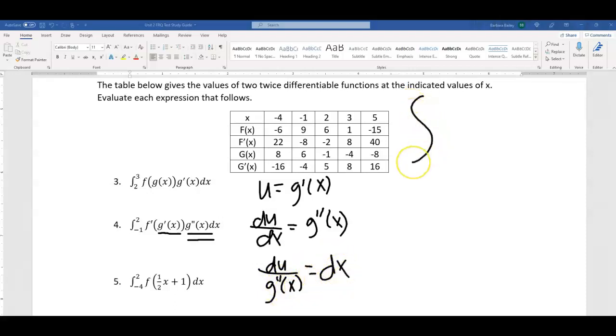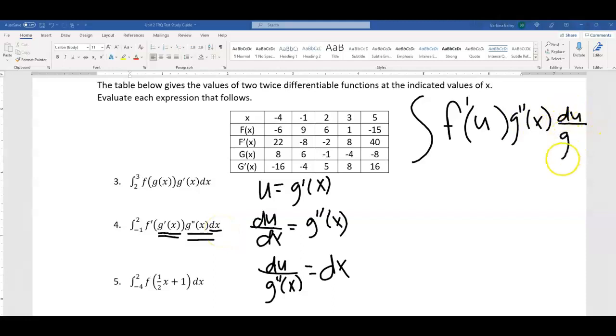So now, let's go ahead and write this out. We have f prime, and instead of the g prime, I'm going to put u there now. I'm going to keep the g double prime out there for now, and then I'm going to replace the dx with du over g double prime. And these guys are going to cancel out, right?